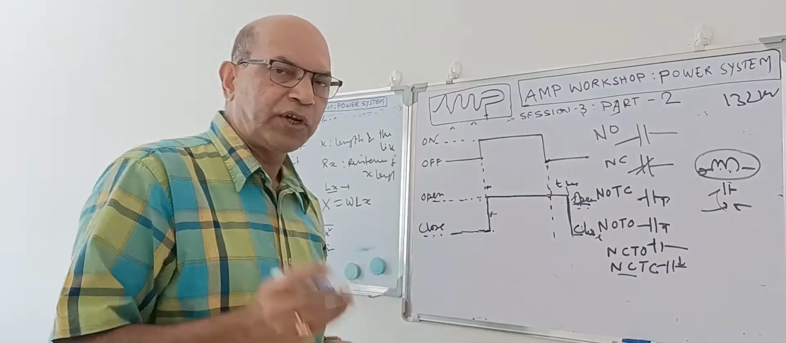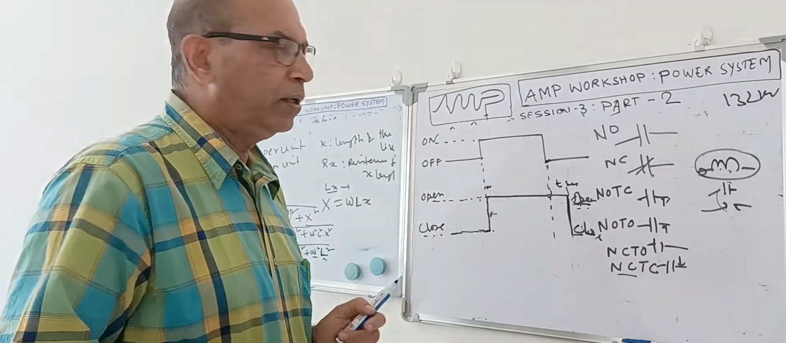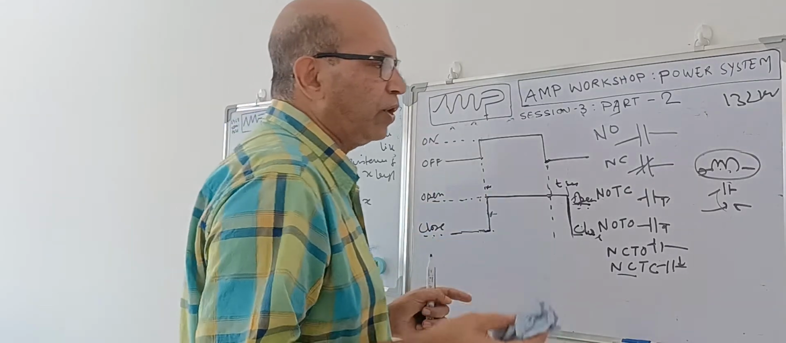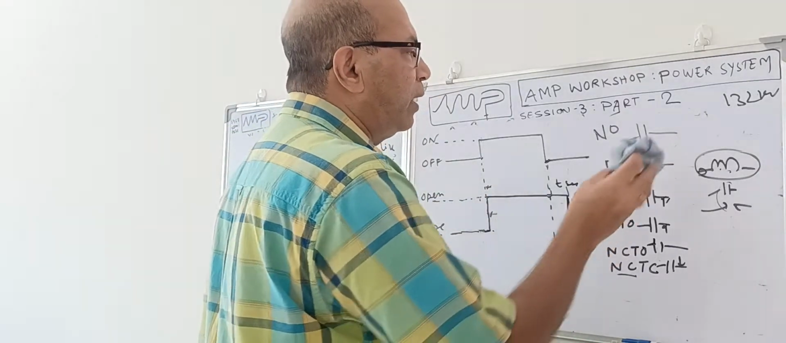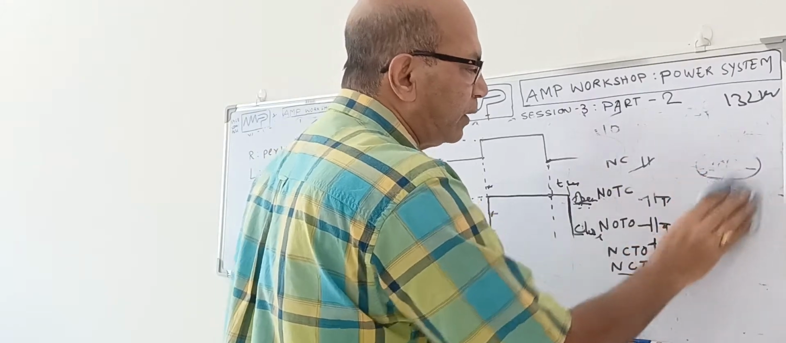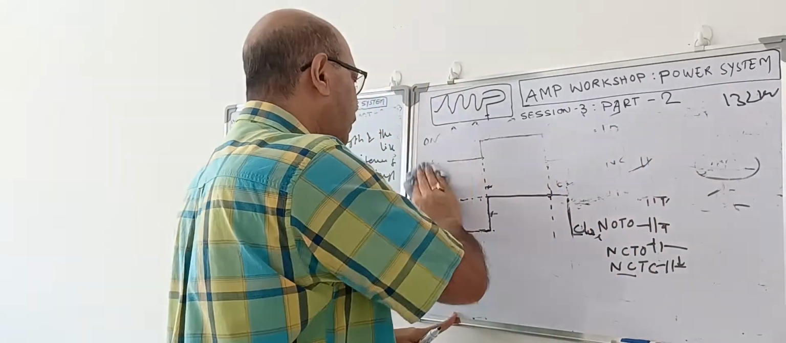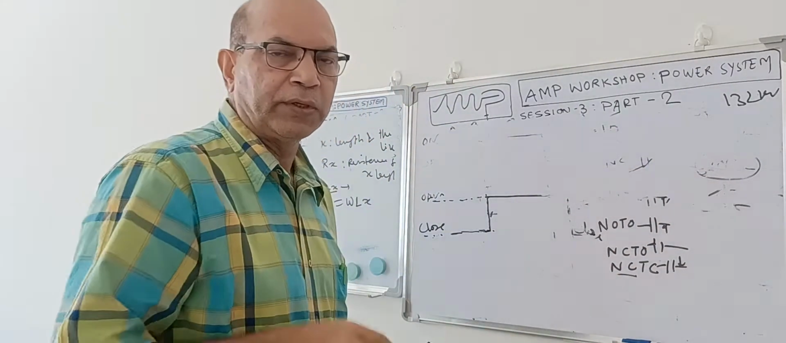In various protection schemes, we need this type of contact. When we discuss the various protection schemes, we will show this contact and explain how it works. These are the various contact configurations and actions. So this is all for today's session.